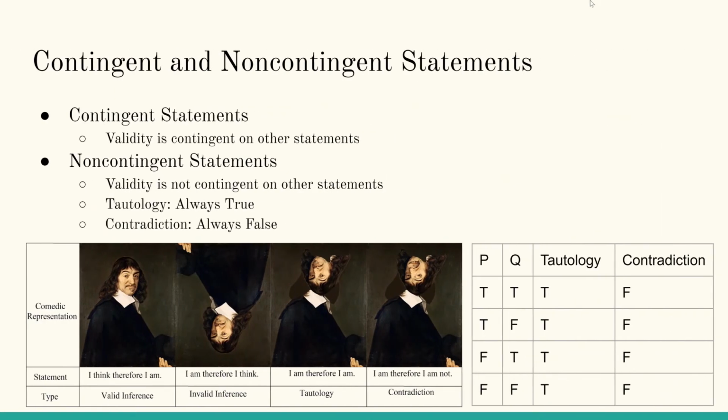We have seen so far contingent statements, statements whose validity depends on its premises. There is a second category of statements called non-contingent statements, whose validity does not depend on its premises. Tautologies are always true and contradictions are always false. When the conclusion of an inference is a tautology, then we say the inference is technically valid.